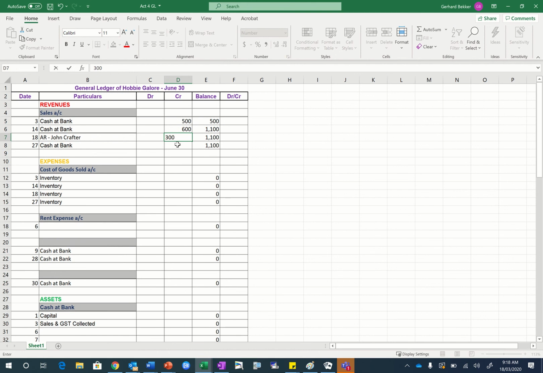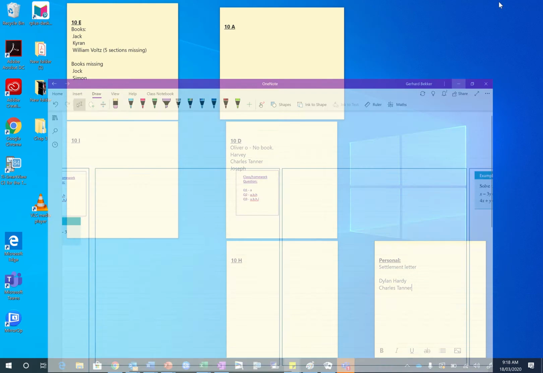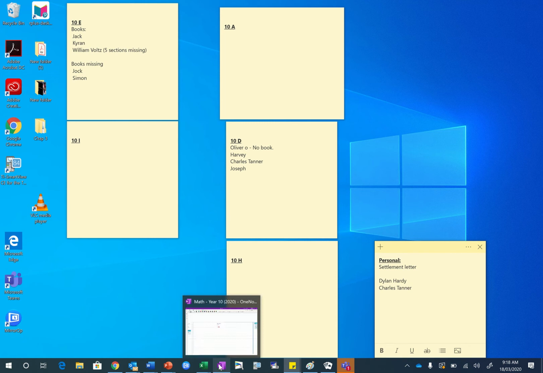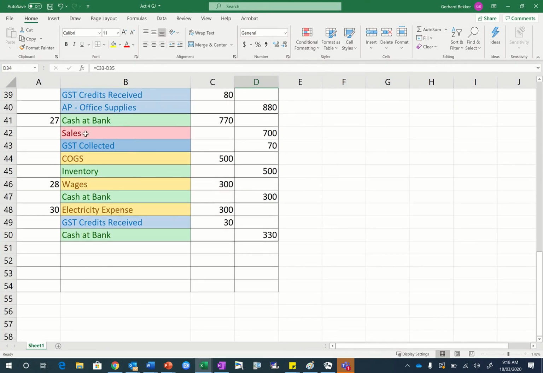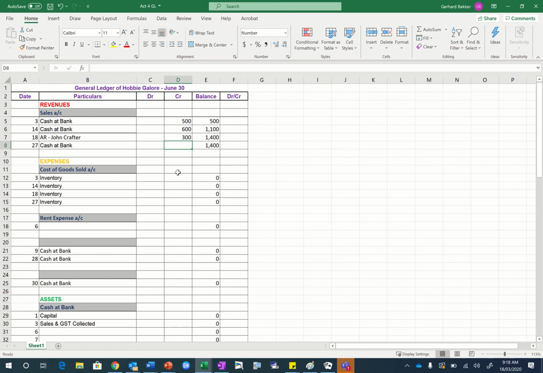The last entry we have for revenue. So the last time I see red, I've got too many things open, was on the 27th. $700. Where did I put that money? I put it in my bank account, right? Because it was a cash sale and not a credit sale. So I'll put in $700, and that's going to give me my total.